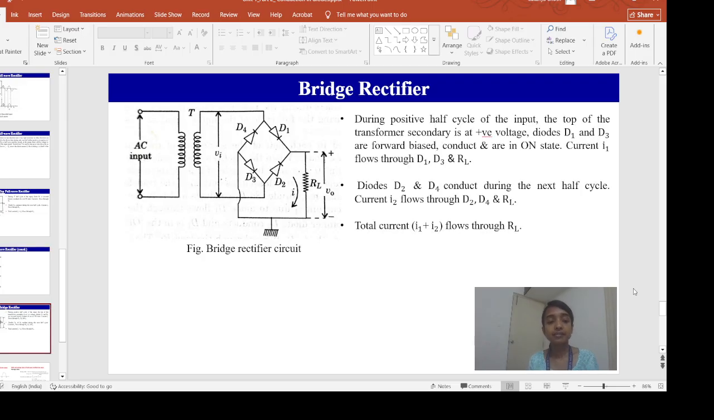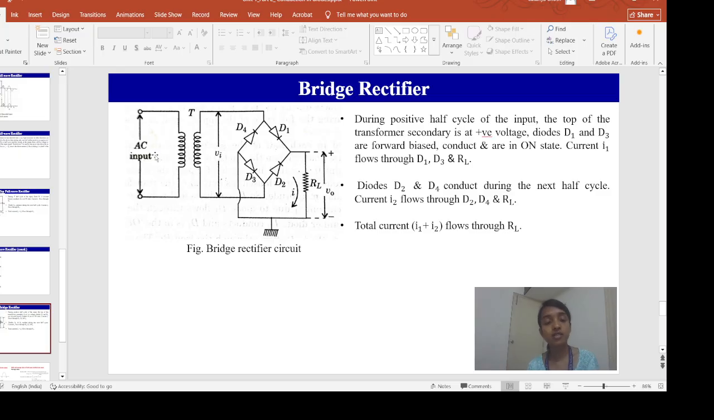Now there is another type of full wave rectifier which is called the bridge rectifier. So here also we are applying the AC input signal at the primary of the transformer. Now this is the secondary of the transformer, and in the secondary we can see four diodes connected in the fashion of a Wheatstone bridge, and here we have the load resistance RL. Now we have to calculate the current flowing through this load resistance RL.